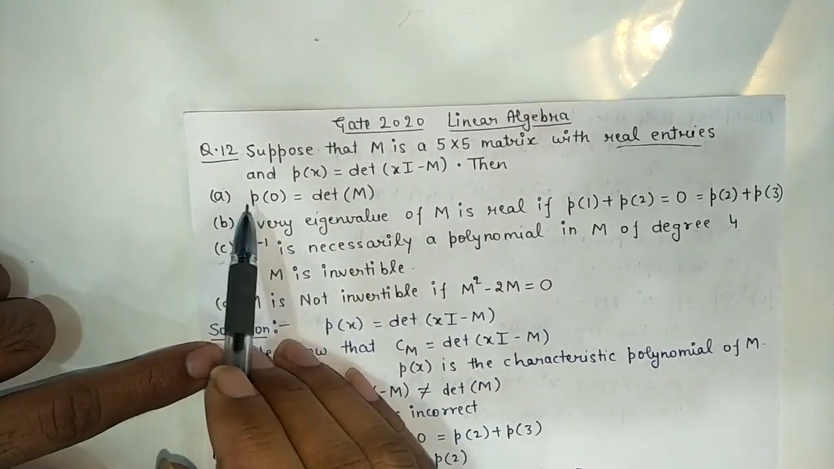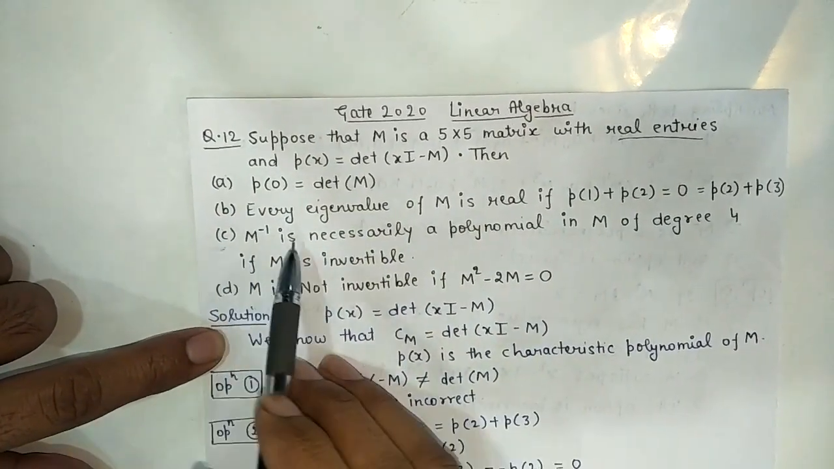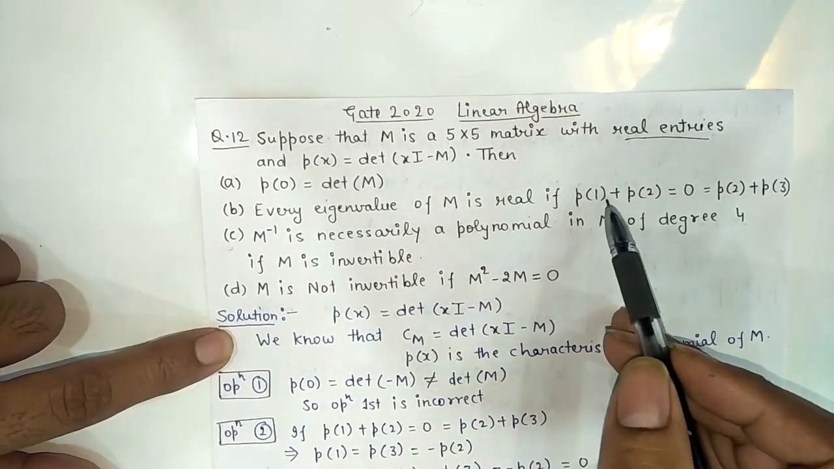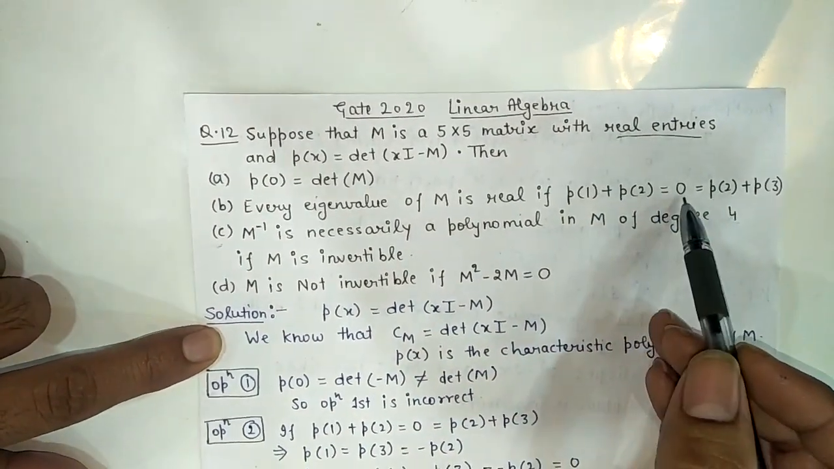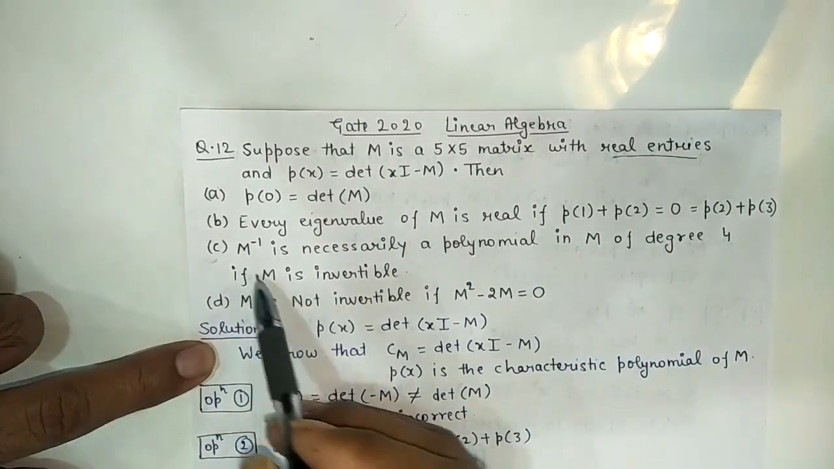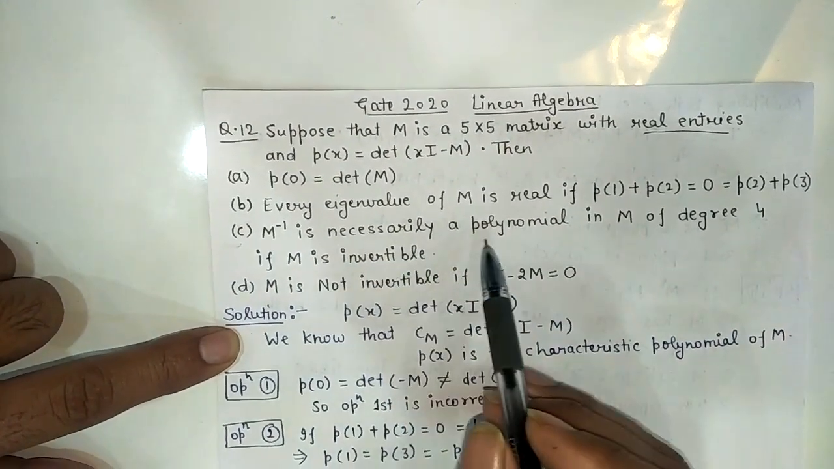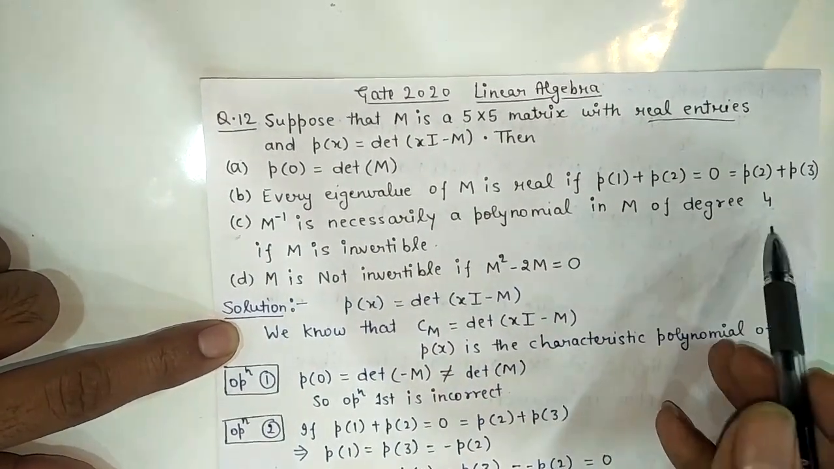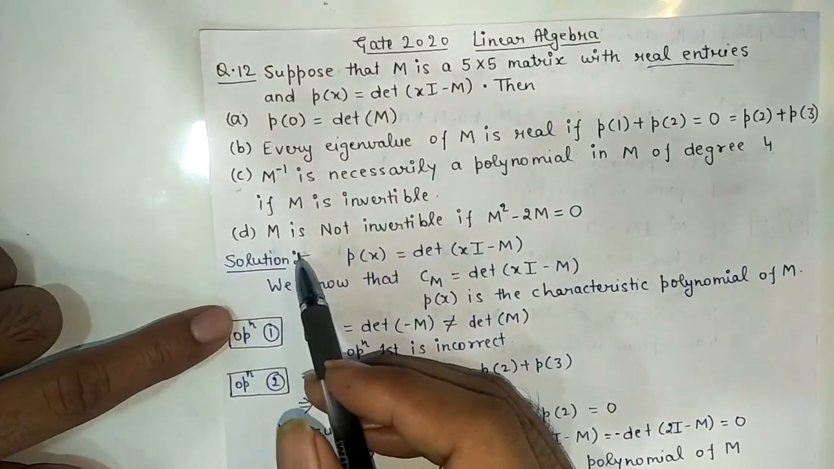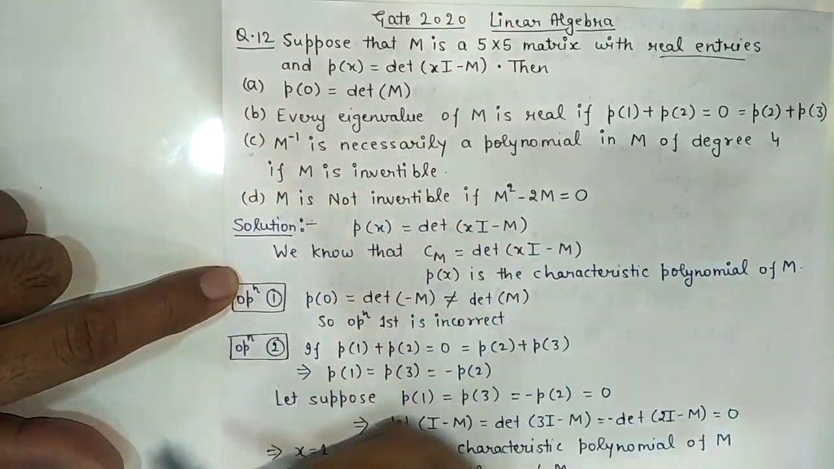The first option is P(0) is equal to determinant of M. The second option is every eigenvalue of M is real if P(1) plus P(2) is equal to 0 and P(2) plus P(3) is equal to 0. The third option is M inverse is necessarily a polynomial in M of degree 4 if M is invertible. And the fourth option is M is not invertible if M square minus 2M is equal to 0.